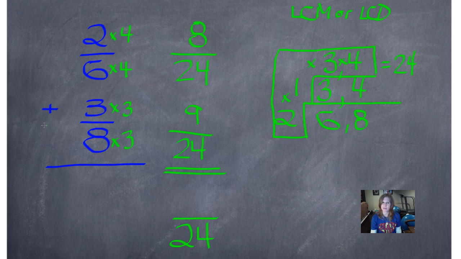And I always go over there and touch the symbol because I don't want to accidentally do the wrong operation. 8 plus 9 is 17. I know I can't simplify that because there is no number that will divide evenly into 17 and 24 other than 1. So 17/24 is our final answer.